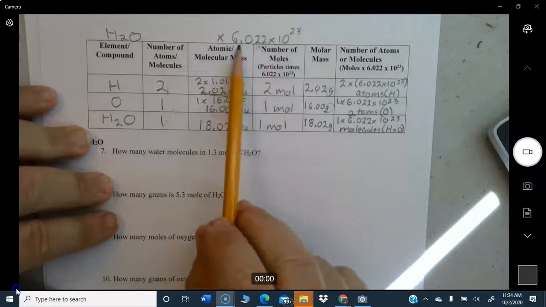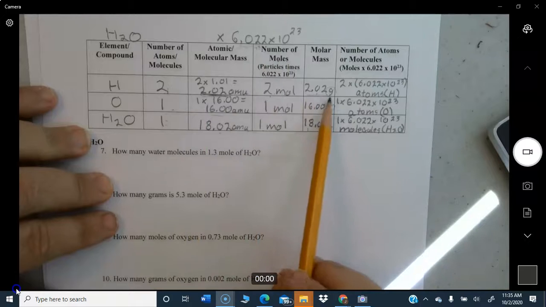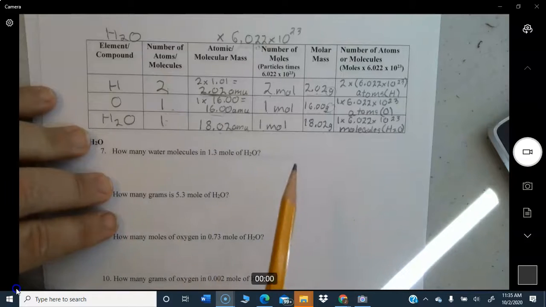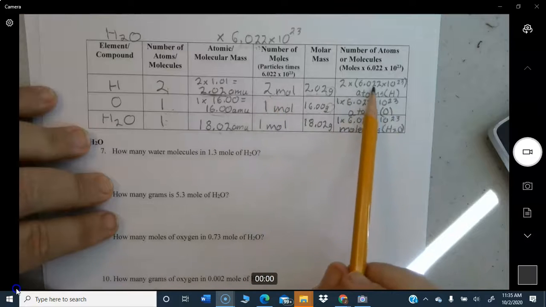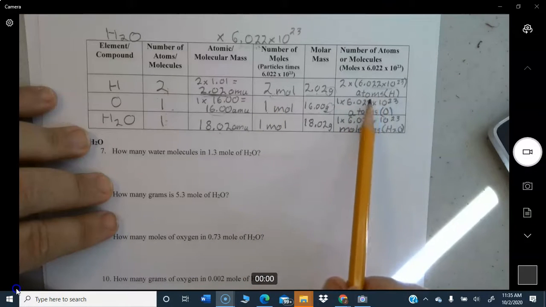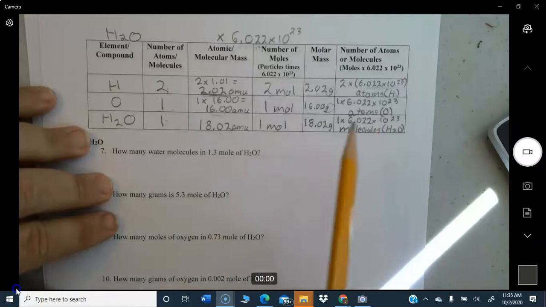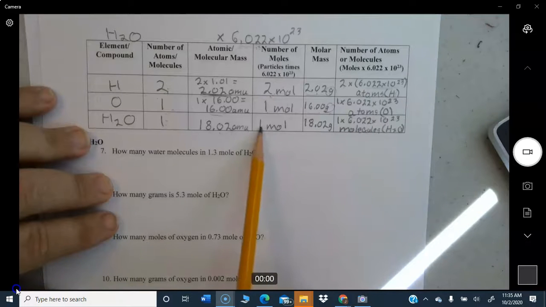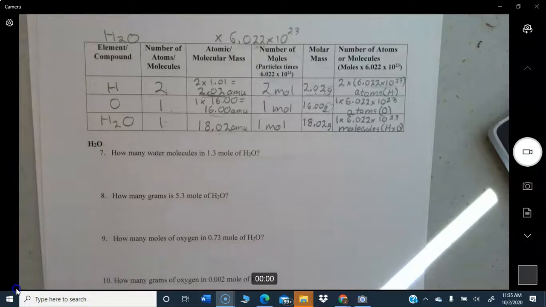Okay, and again, the magic of this specific number is that it turns the mass in atomic mass units into the exact same number in grams. 18.02 AMU to 18.02 grams. And then it's simply saying, if 2 moles, how many atoms is that? Well, 2 moles is 2 times Avogadro's number of atoms of hydrogen. So unit of measure and the substance. 1 mole is just 1 times Avogadro's number of atoms of oxygen, and 1 mole is 1 times that number of molecules of water. So you filled out the table. So now go ahead and answer the questions.